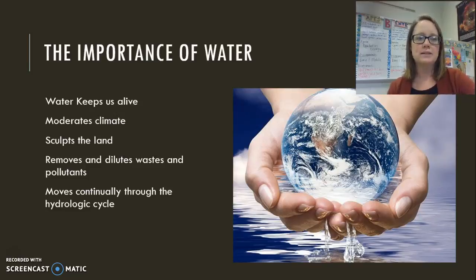It moderates climate, sculpts the land, helps to remove and dilute wastes and pollutants through our wetlands, and it's continually moving through the hydrologic cycle or water cycle.